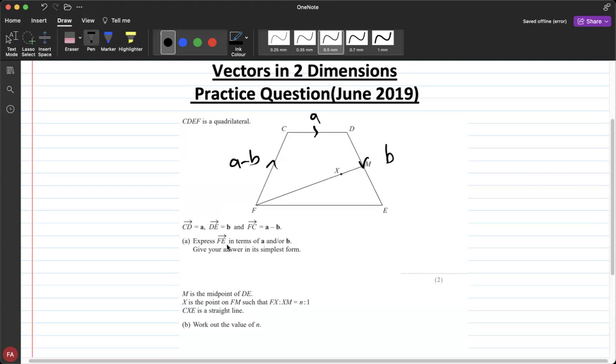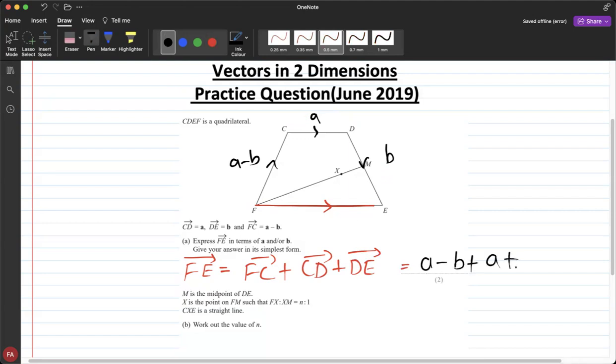The first part of the question says find or express FE in terms of A and B. So they're asking us to figure out this side. Whenever it comes to these kinds of questions, I know that you can solve this directly as well, but I would highly suggest still writing down the entire path. So that's going to be FC plus CD plus DE. If I input the values, that's A minus B plus A plus B, and minus B and plus B cancel out, leaving you with just 2A as my final answer for the first part.